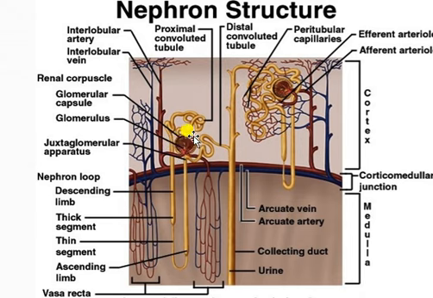This is the Bowman capsule, present in the cortex. Then comes the proximal convoluted tubule, and after that it slowly enters into the medulla. Then there is the loop of Henle, then the thick loop of Henle, then again the distal convoluted tubule, and then the collecting duct enters into the medulla. This is the location and the structure.